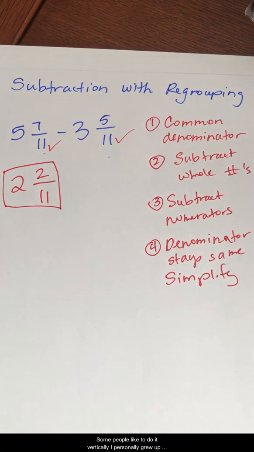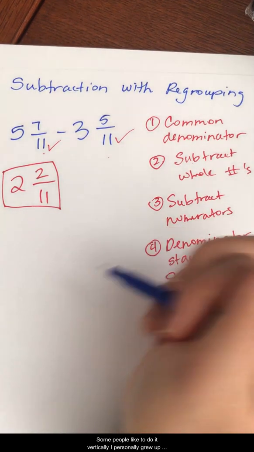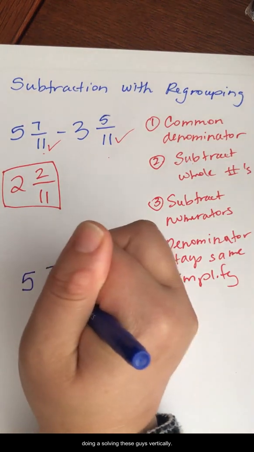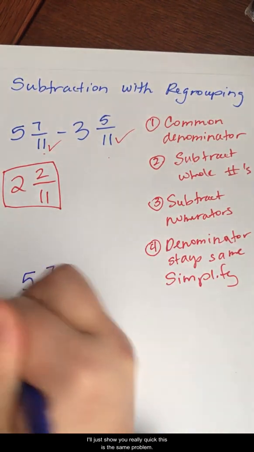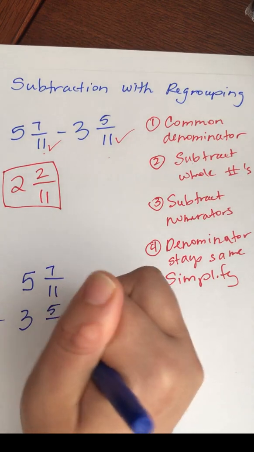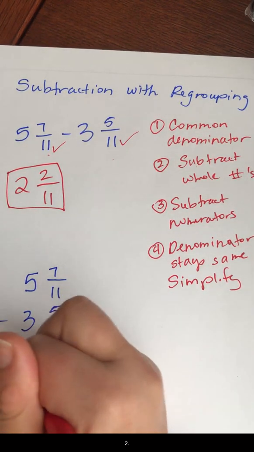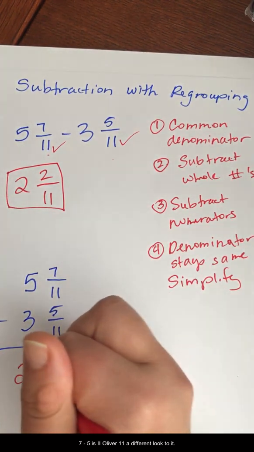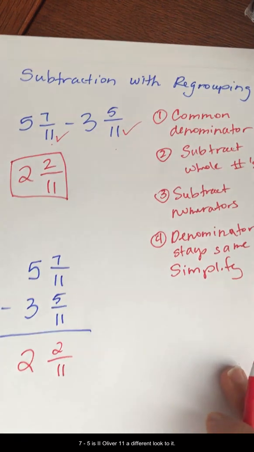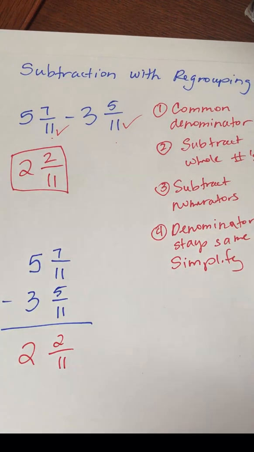Some people like to do it vertically. I personally grew up solving these guys vertically. And I'll just show you really quick. This is the same problem. Okay, so 5 minus 3 is 2. 7 minus 5 is 2, all over 11. So that's just kind of a different look to it.